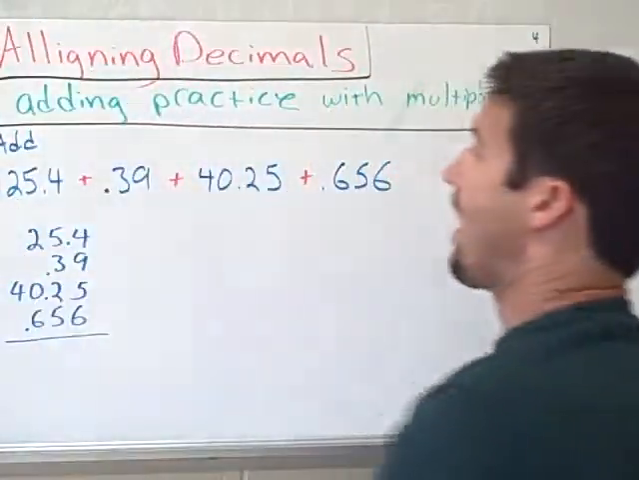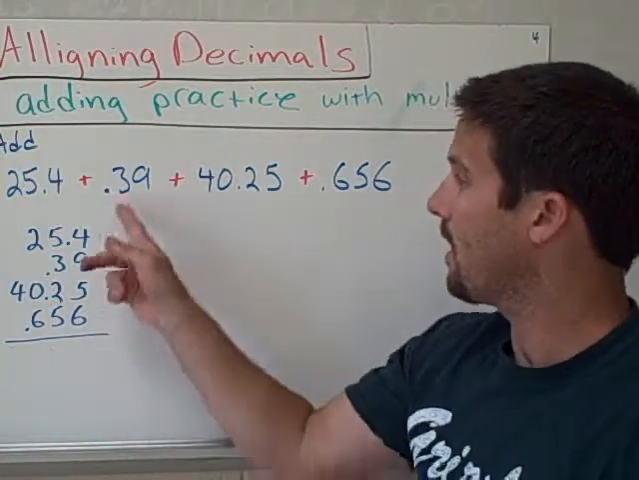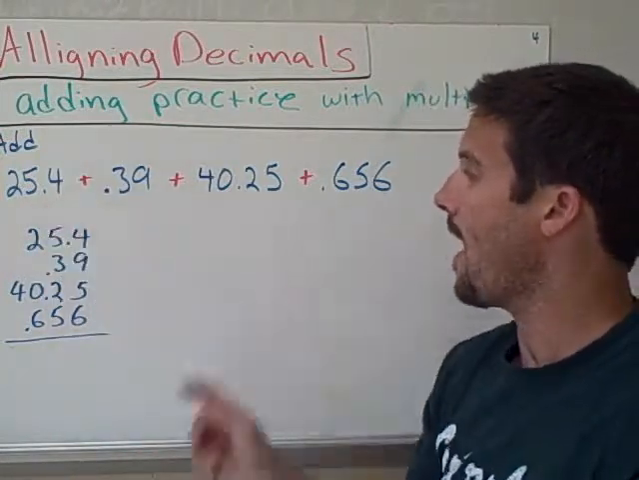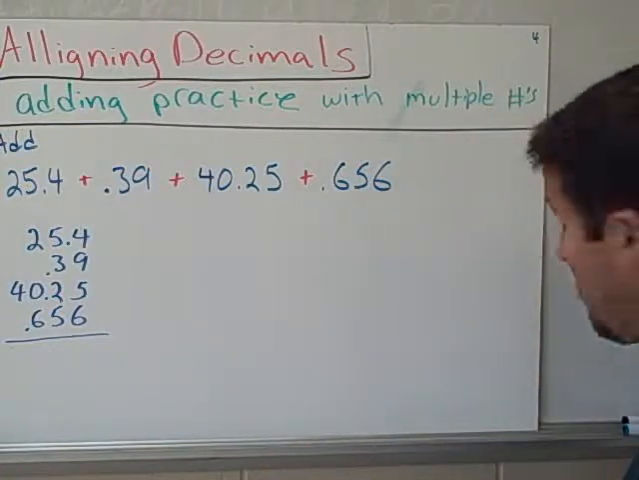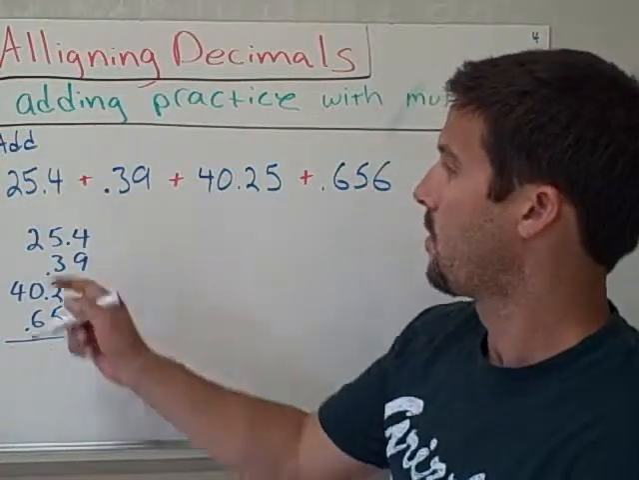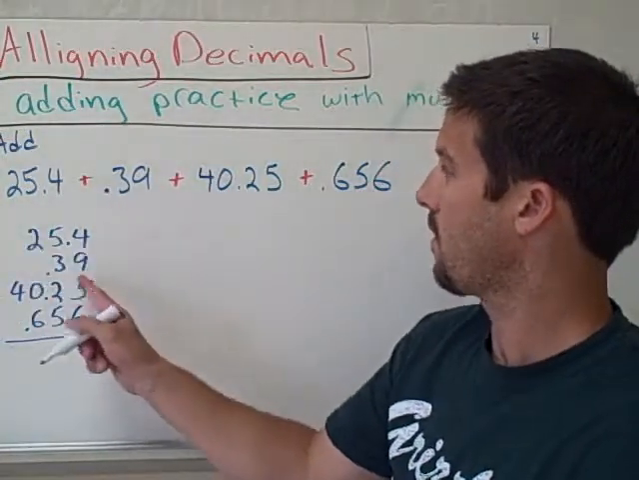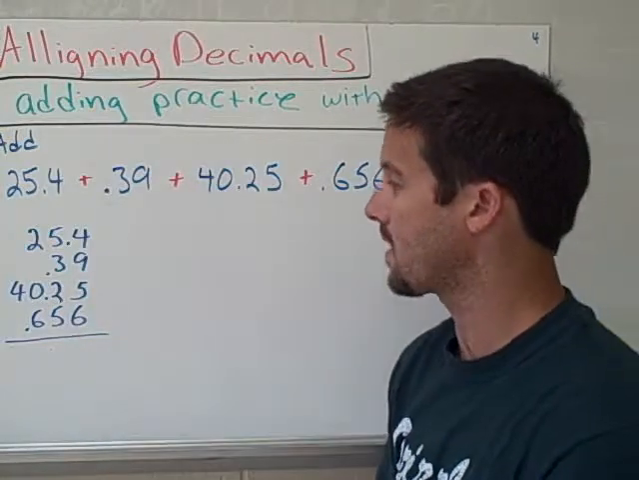All right, now let's get some practice with multiple numbers. You're usually going to get numbers that you have to add, and you have to add up a lot of them. So let's take a look at what we should do and what we shouldn't do. As you can see here, I've already written out 25.4, 0.39, 40.25, and 0.656.